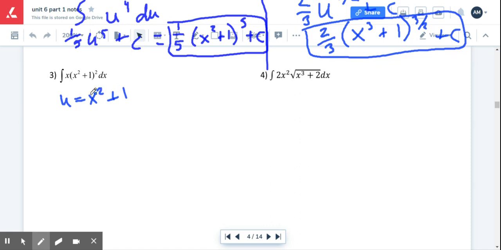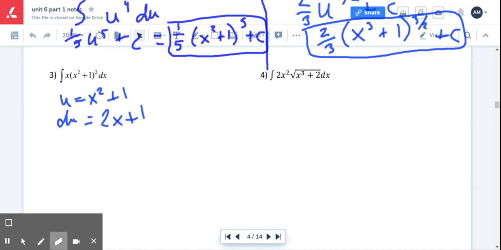so the derivative of this is 2x. Now, we have an x here, but we don't have a 2. So let's see if we can figure out a way to get around that. So du equals 2x, oh, nope, not plus 1, 2x dx. So this is our derivative here.